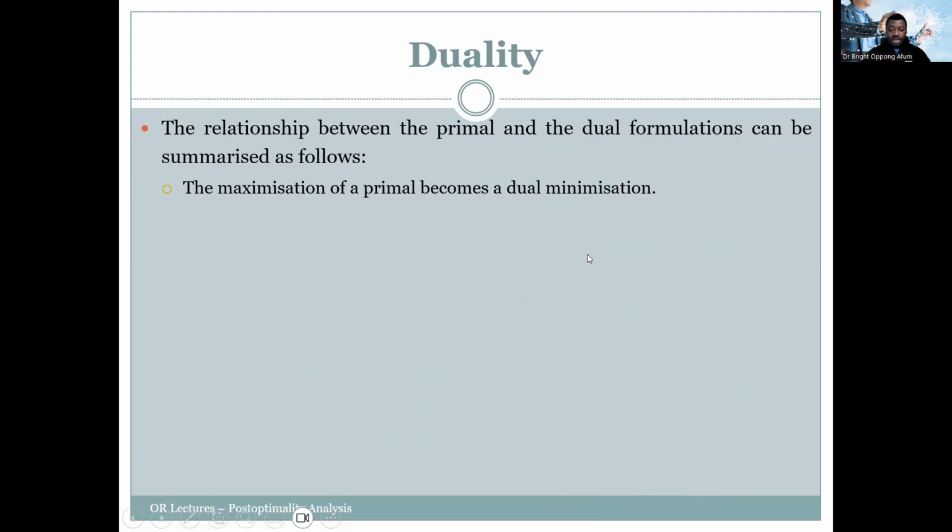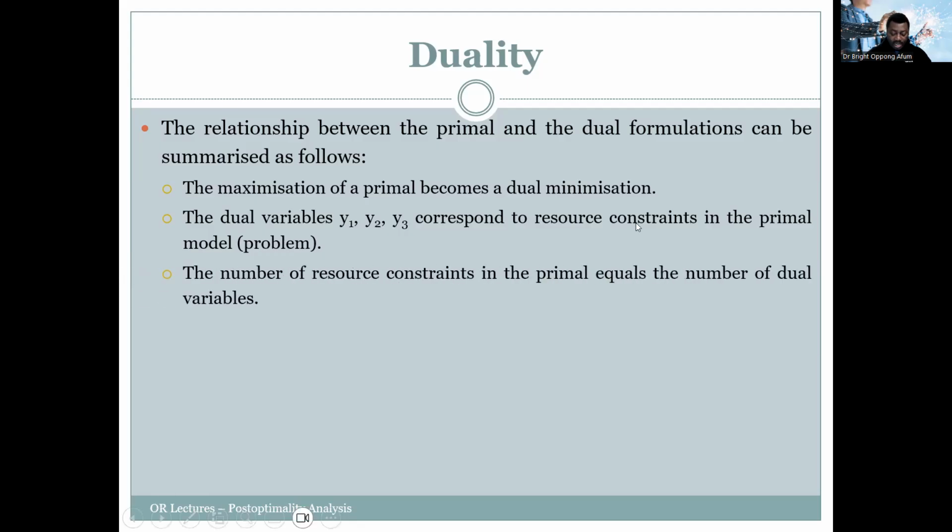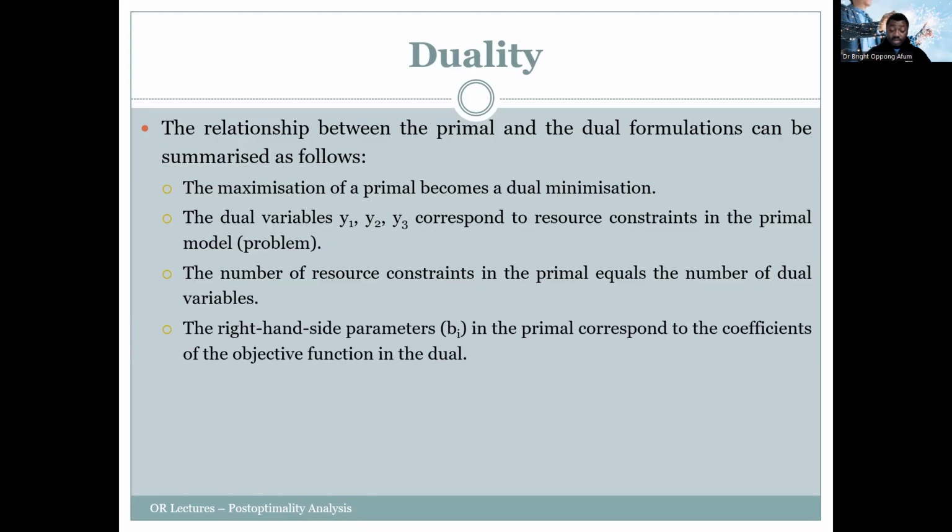So the relationship between the primal and the dual formulation can be summarized as follows. 1. The maximization of a primal becomes a dual minimization. 2. The dual variables y1, y2, y3 correspond to resource constraints in the primal model. Now, the number of resource constraints in the primal equals the number of dual variables. 3. The right-hand side parameter, which is the bi, in the primal corresponds to the coefficients of the objective function in the dual, and it's also vice versa, right?